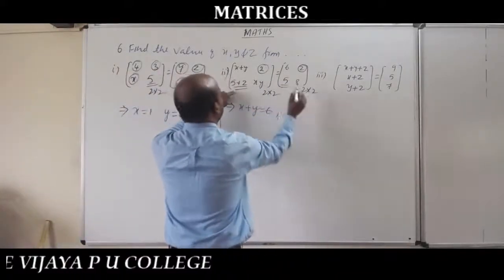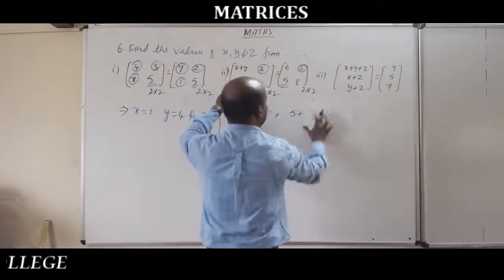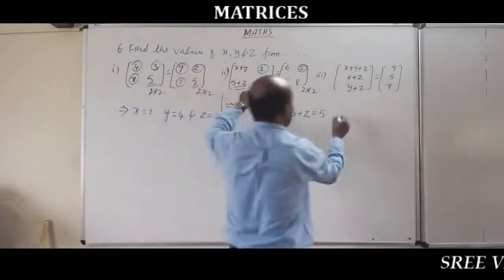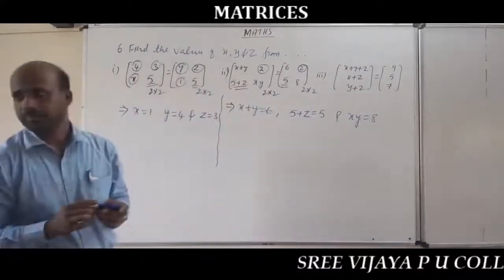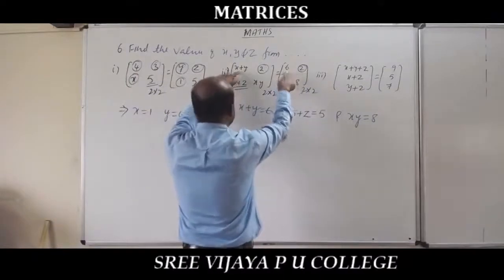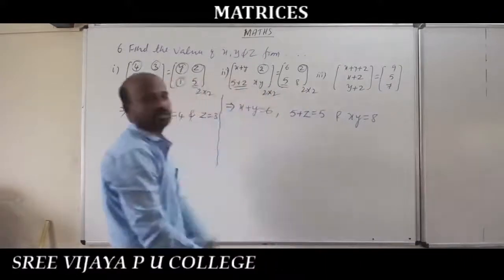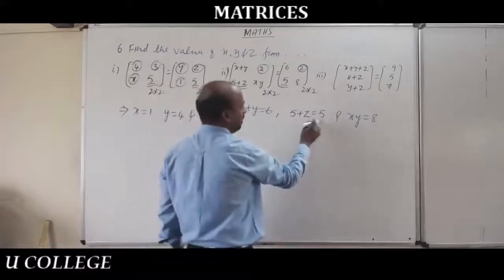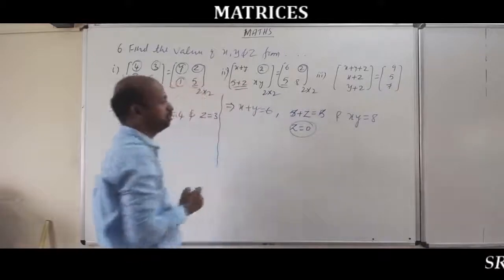The other elements: 5 plus z is equal to 5, and x into y is equal to 8. So these two are equal. So x plus y is equal to 6, 5 plus z is equal to 5, and x into y is equal to 8. Of course, 5 plus z is 5, these two get cancelled. Clearly, the value of z is equal to 0.